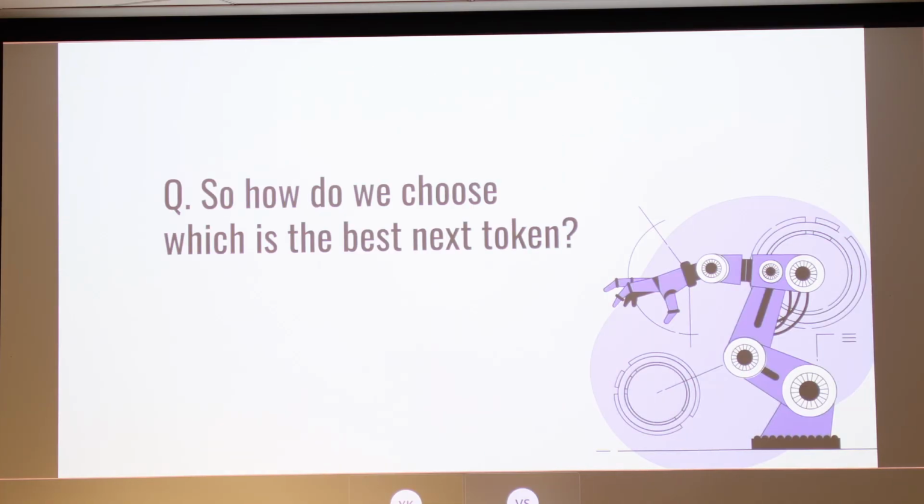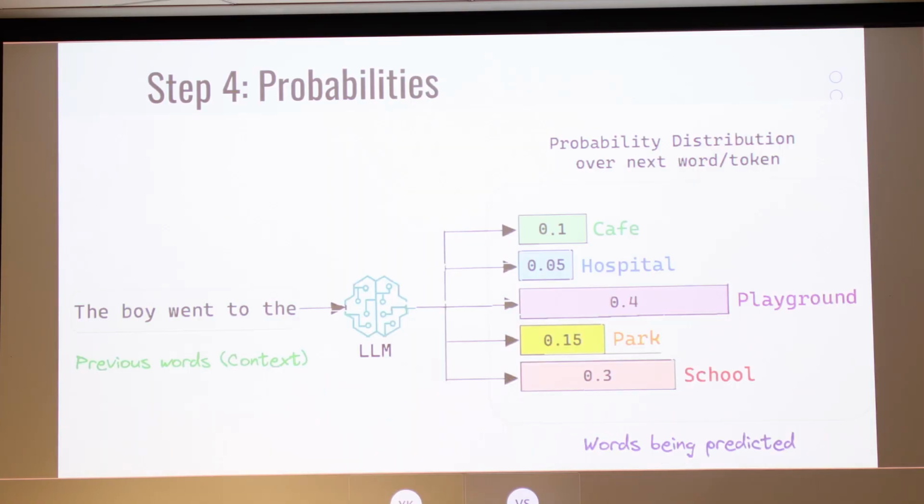So how do we choose which is the best next token? Now that we have the probability, what do you guys think, how would we put in the next word there? We have playground, hospital, cafe, park, and school. All of these are different probabilities of words that can come in after this in the sentence. So how do we decide which word gets put in? By score. By the score, yeah. It's random. It could be random, depending on temperature.